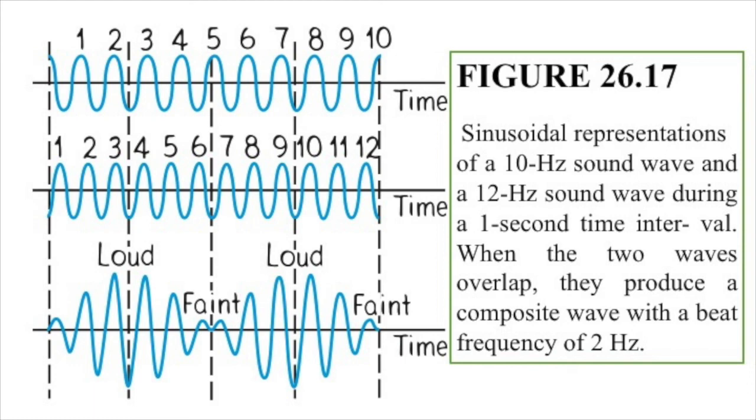Maximum amplitude of the composite wave occurs when both waves are in phase, and minimum amplitude occurs when both waves are completely out of phase, like the walkers in the previous example. The waves are in step twice each second, producing a beat frequency of 2 hertz. The 10 and 12 hertz waves chosen for convenience here are infrasonic, so they and their beats are inaudible. Higher frequency audible waves behave exactly the same way and can produce audible beats.